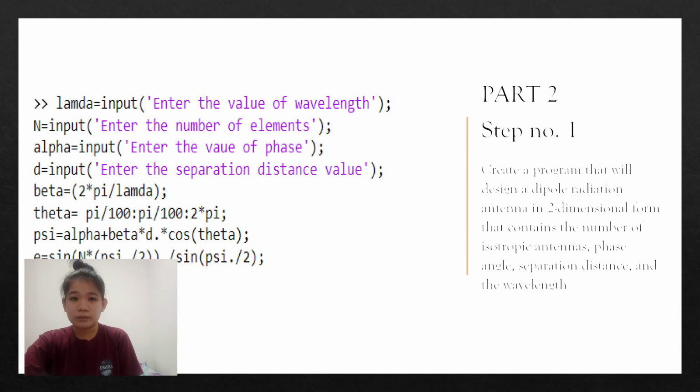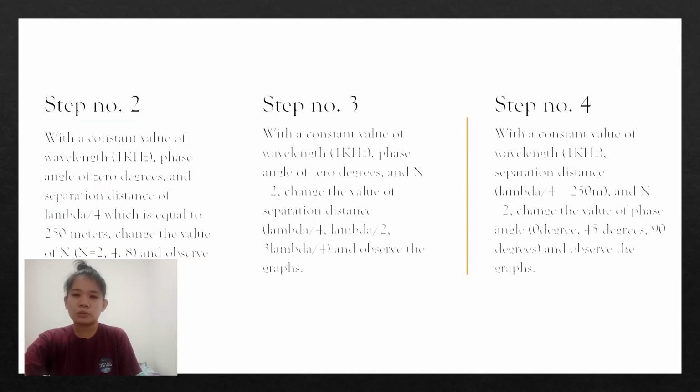And for the remaining steps, specifically steps 2, 3, and 4, they answer intended learning outcome number 4. In order to differentiate the effects of separation distance, number of isotropic antennas, and the phase angle on the dipole radiation pattern, we need to vary one value and set the other specifications to be constant. Throughout the last procedure, we vary the values of the specifications except the wavelength. So we set the wavelength to be equal to 1000 kilohertz.